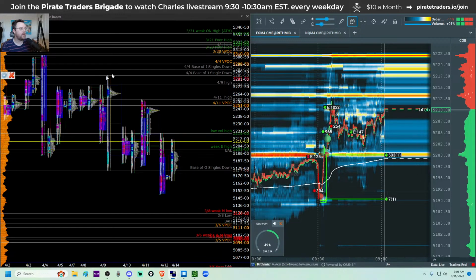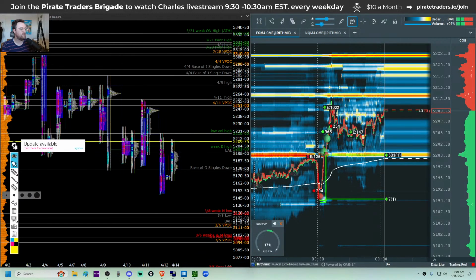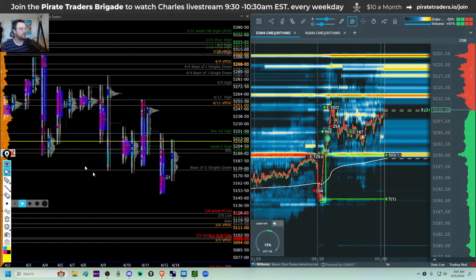So what we're looking at over here on the left side of the screen is a market profile chart. Market profile is essentially just a way to organize the information. It's very similar to a candlestick. The only difference is a candlestick gives you a two-dimensional view of the information, and the market profile gives you a three-dimensional view.